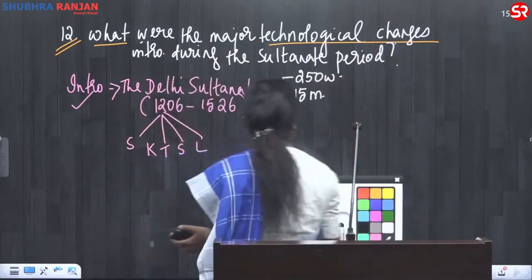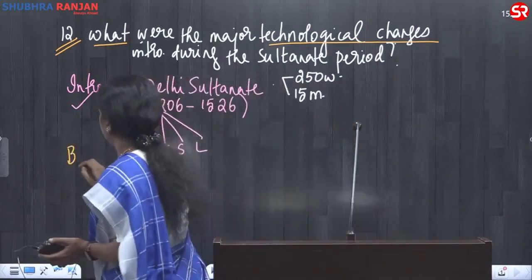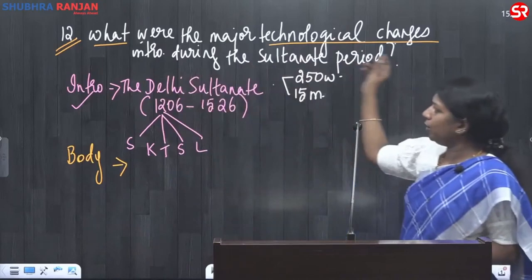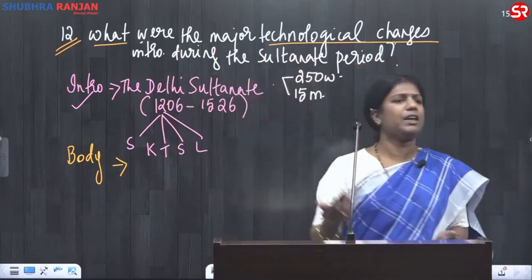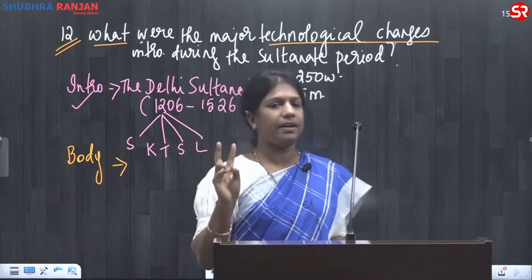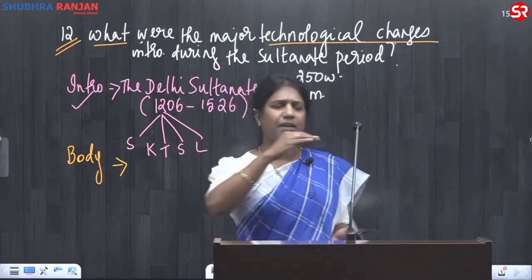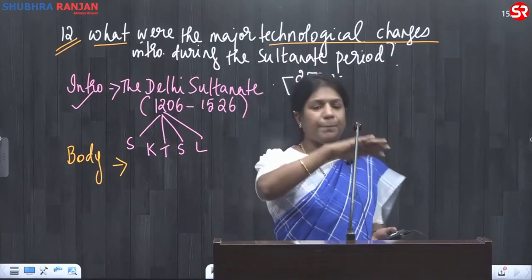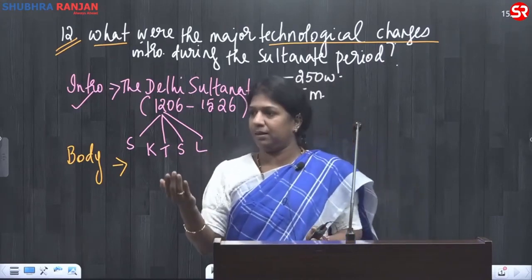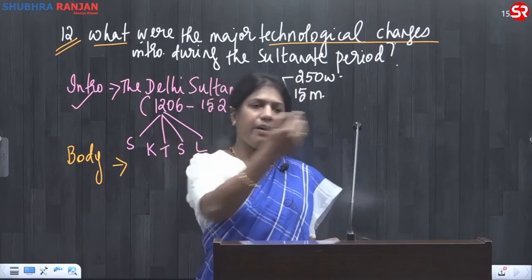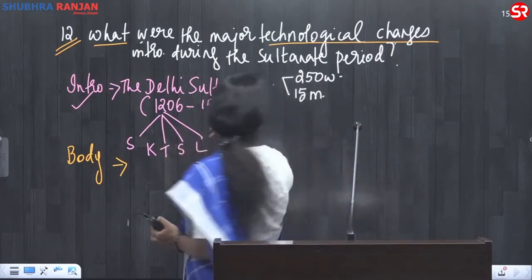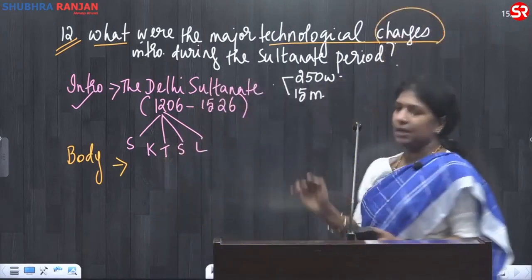Then coming to the body, what do we expect to be answered in the body? They're asking about the technological changes introduced. So what were the changes which were introduced? There are 2 types of changes. One, certain things would have already been there, but certain things would have been totally new. That is innovation and invention, while already existing ones were advanced. You have to keep that in mind because here it is said technological changes.